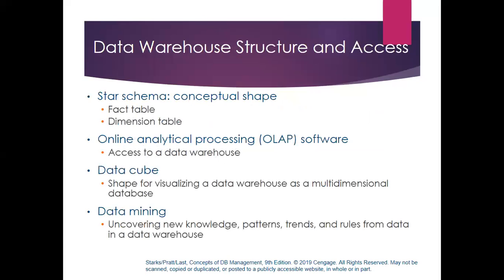Data warehouse structure and access. A conceptual shape of a data warehouse is known as a star schema. Within a data warehouse, a fact table is a table which consists of rows that contain consolidated and summarized data. A fact table also contains a multi-part primary key. A dimension table is a table which contains a single part primary key that serves as an index for the fact table.